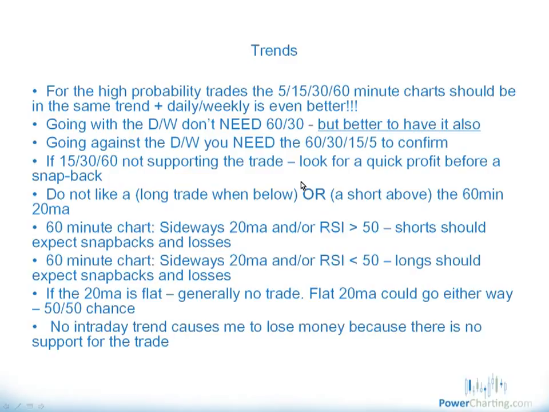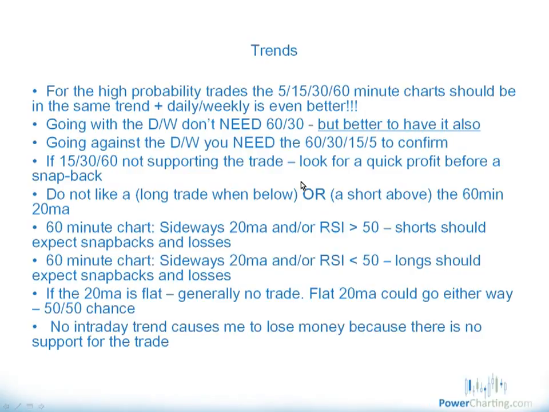Then if we're going against the daily and the weekly, you need the 60, 30, 15, and 5 to confirm. You see that here with me each day, where if we happen to be in a downtrend on the daily, I'll look at an uptrend in the market for a long. I'll look to go long, but only if that 60-minute is in an uptrend. Hopefully that's making sense for you there.